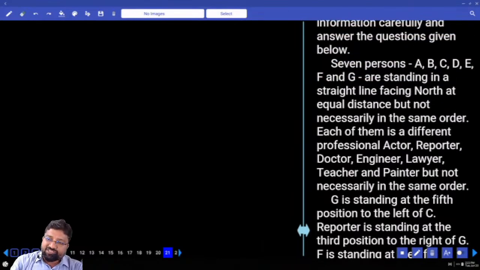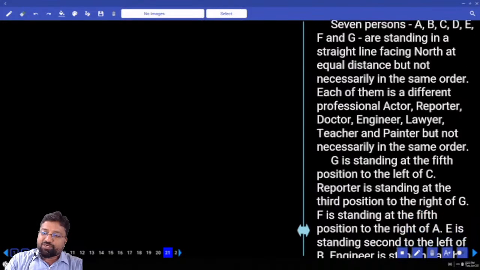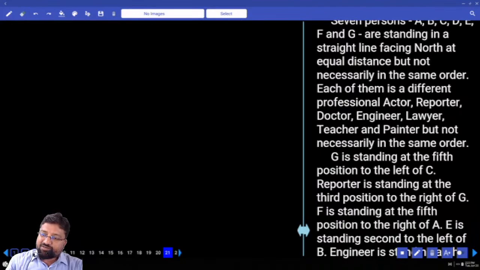Seven persons A, B, C, D, E, F, G are standing in a straight line facing north at equal distance but not necessarily in the same order. Each of them is a different profession: actor, reporter, doctor, engineer, lawyer, teacher and painter, but not necessarily in the same order. G is standing fifth to the left of C.